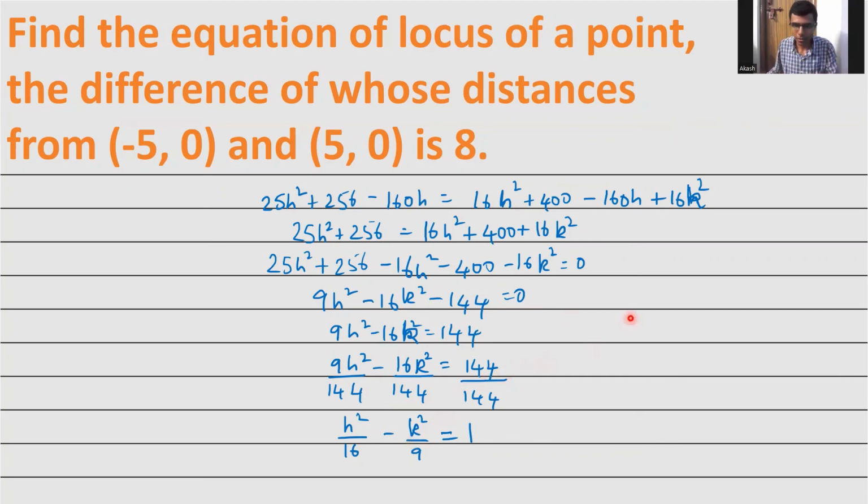Yeah, we have got our answer. Now one last step: replace h comma k with x comma y. Therefore x square by 16 minus y square by 9 is equal to 1. This is our required equation.